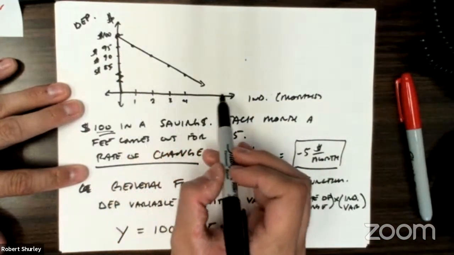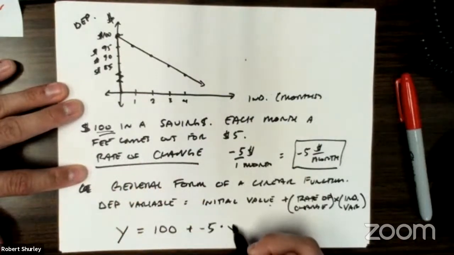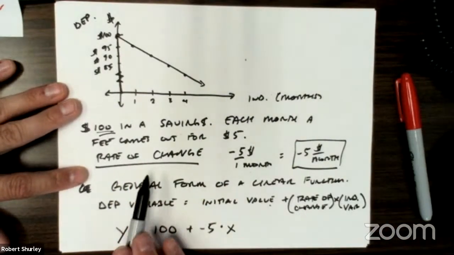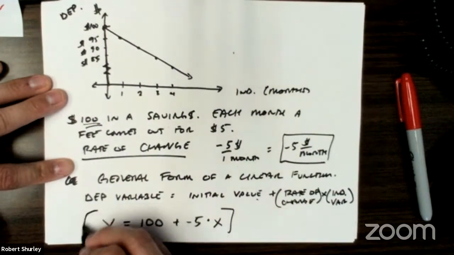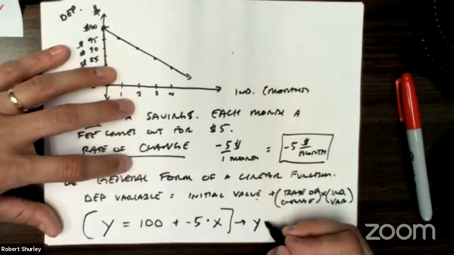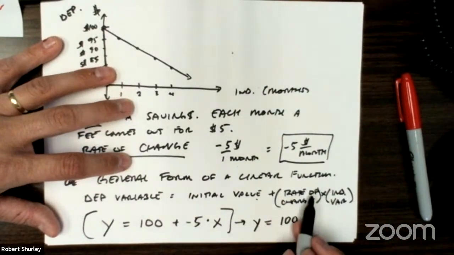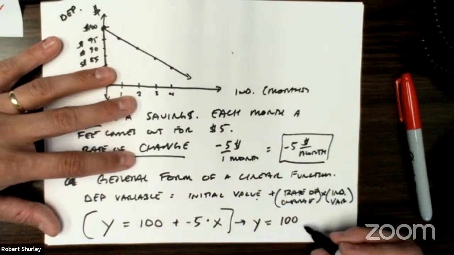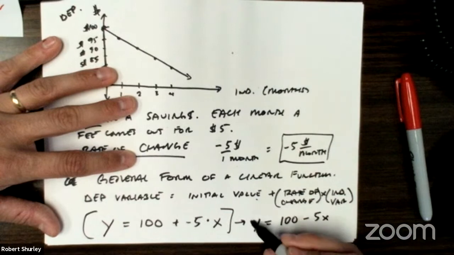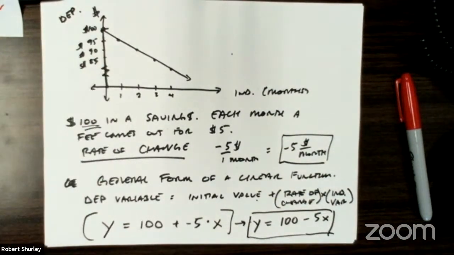Well, our independent variable is right here. It's the x-axis, okay? That's our independent variable, so I'm going to use an x. So the general linear form, I'm going to clean this up a little bit, is going to be y equals 100. Now for this example, because the rate of change is negative, I'm not going to put plus -5 times x. I'm just going to say -5x. This would be our equation for our linear function.